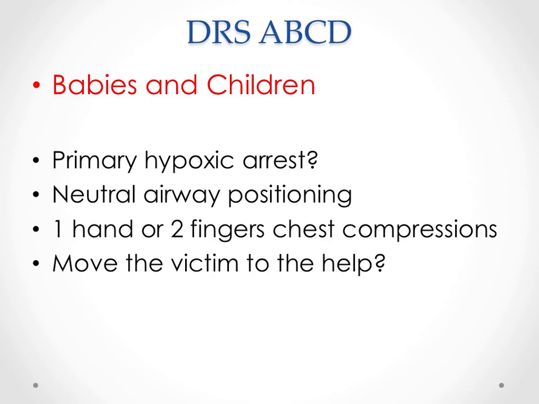Now, there can be some differences between adults and children in arrests, and the most common one for children is that it's a primary hypoxic event. So the child loses oxygen and that causes them to collapse. This might be worth bearing in mind when it comes to children, and you can start with 2 rescue breaths, although if you start purely with chest compressions, that's okay.